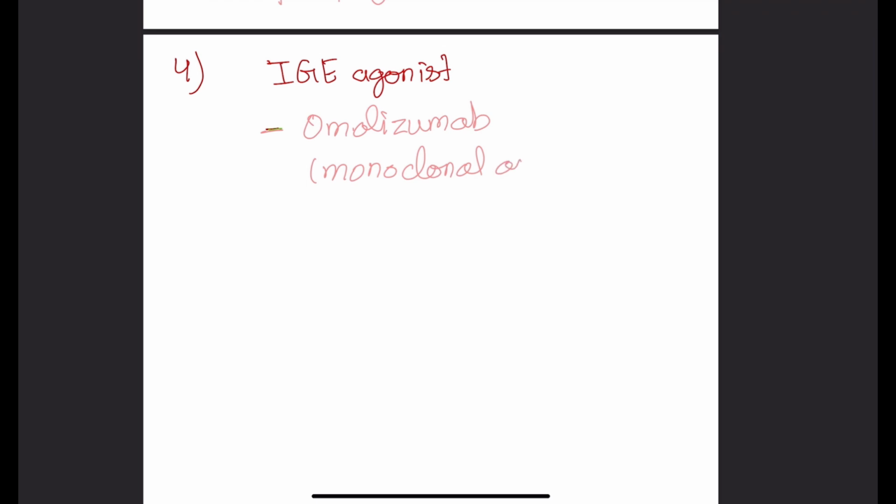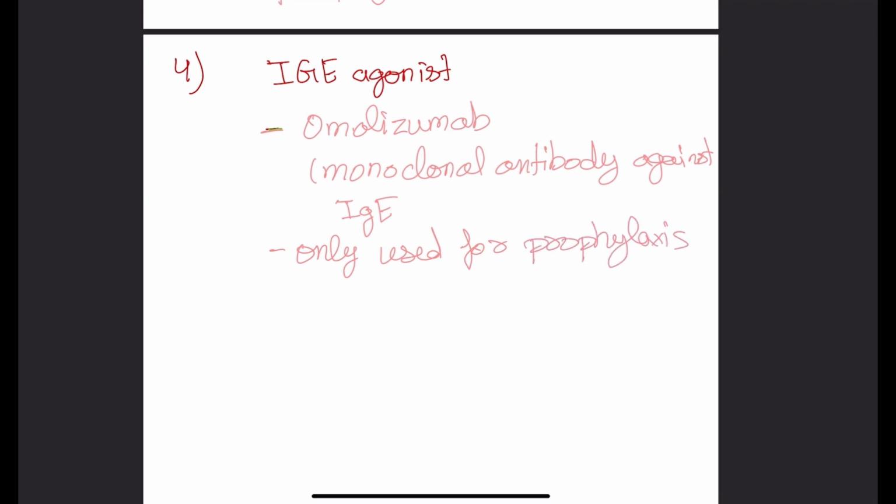Next is omalizumab or IgE antibody, an IgE antagonist. These are monoclonal antibodies against IgE. Example is omalizumab. This will be given by subcutaneous route. It is only used for prophylaxis.